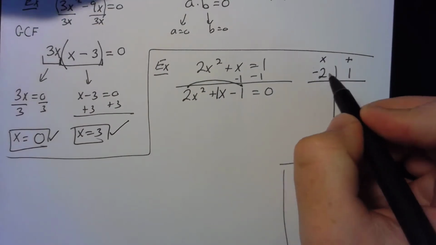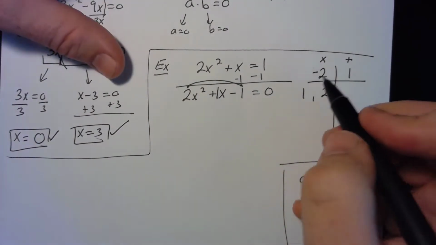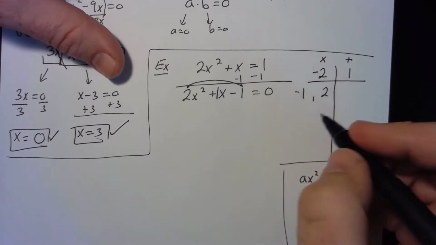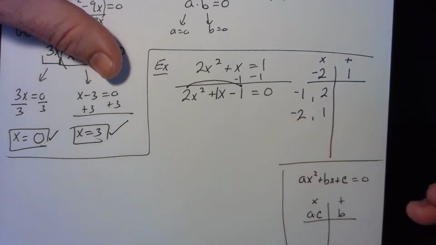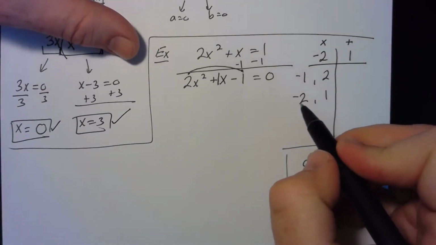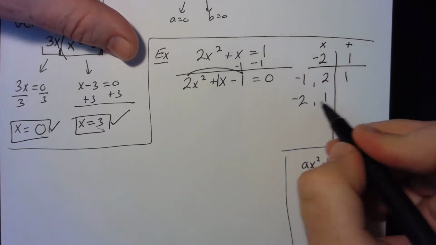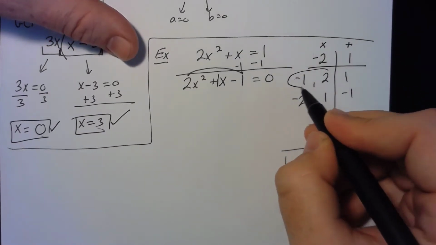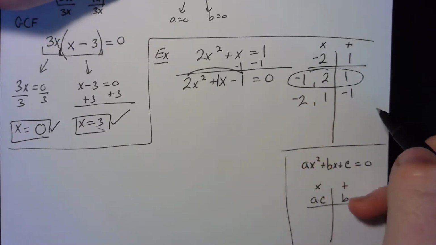So what are the factors of negative 2? Well, 1 and 2 work, but one of those numbers has to be negative. So I'm going to make the 1 negative for a second. And then the other possibility is 2 and 1, where I make the 2 negative this time. You'll notice that when I add negative 1 and 2 together, I get a positive 1 here, and I get a negative 1 here. So this is the pair of numbers that actually works to make that middle number 1.